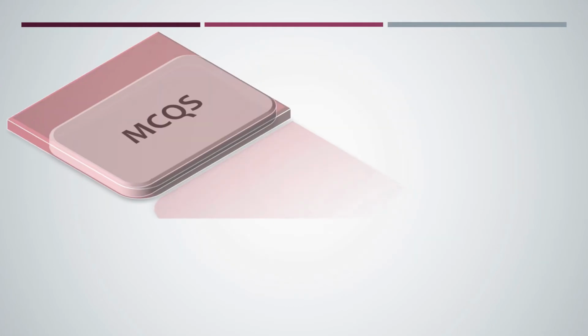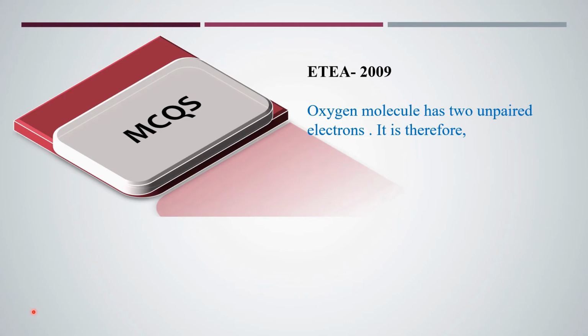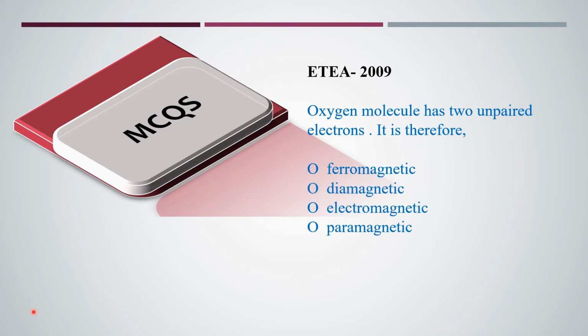Now let's try out some MCQs. The first MCQ is from ETA 2009, and it says that oxygen molecule has 2 unpaired electrons. It is therefore ferromagnetic, diamagnetic, electromagnetic or paramagnetic. Now oxygen molecule has 2 unpaired electrons, so that's why it is paramagnetic.